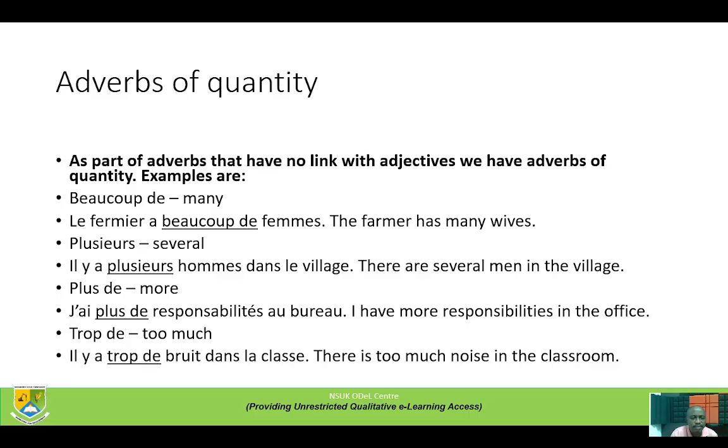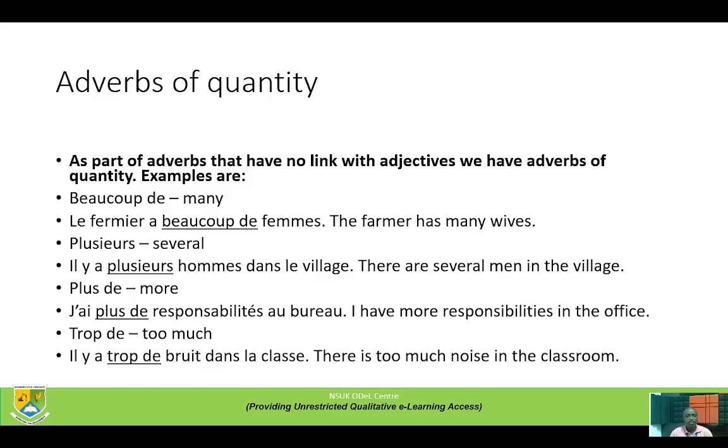Adverbs of quantity. As part of adverbs that have no link with adjectives, we have adverbs of quantity. Examples are beaucoup de, which means many. Beaucoup de must follow beaucoup to mean many. Le fermier a beaucoup de femmes. The farmer has many wives.